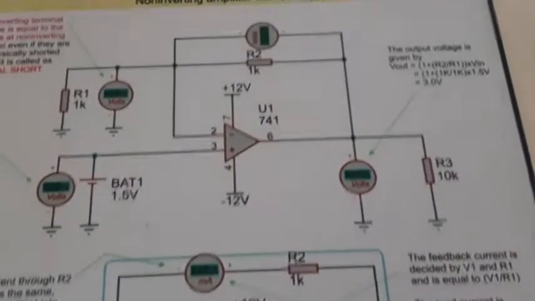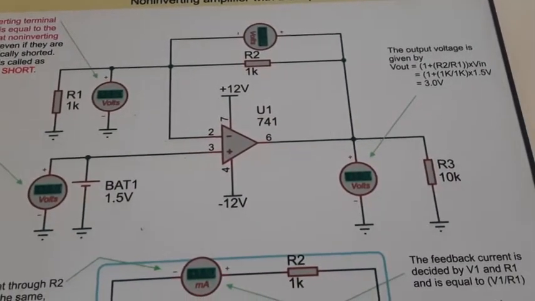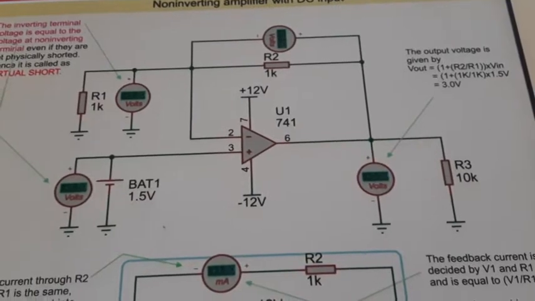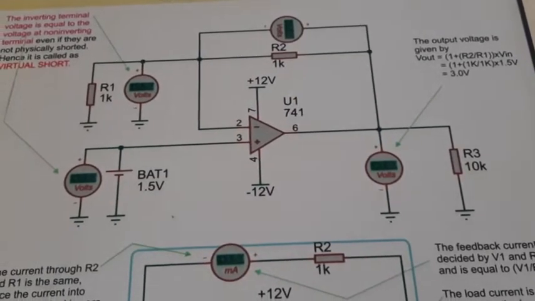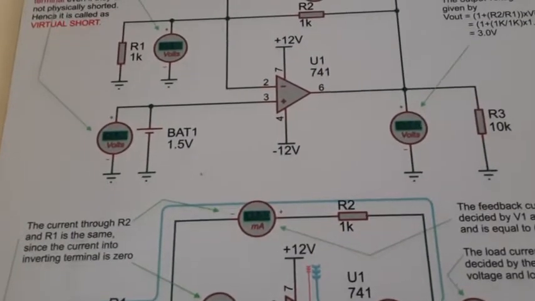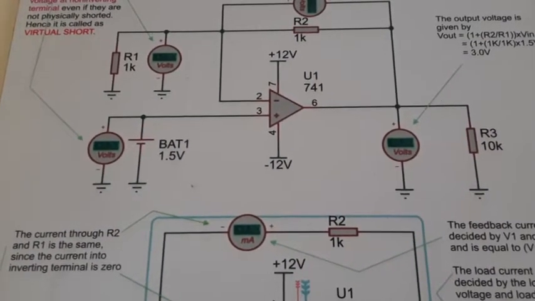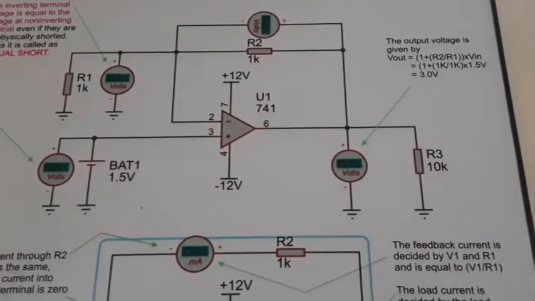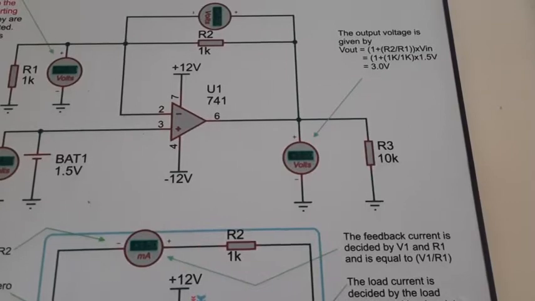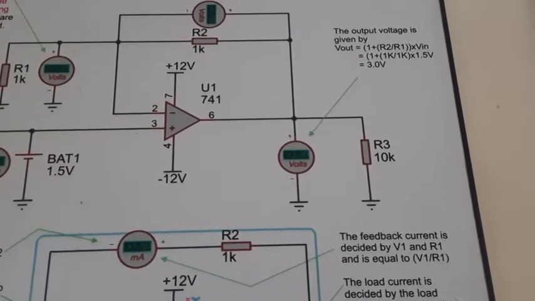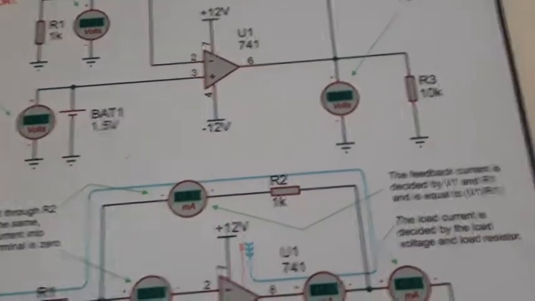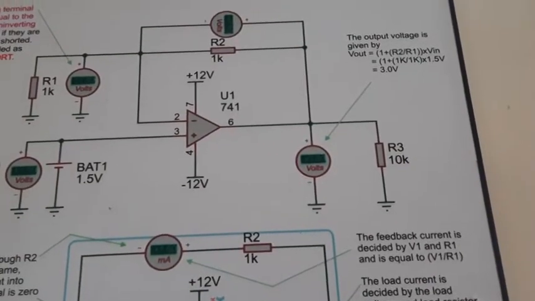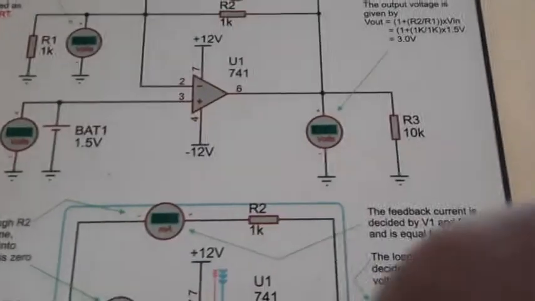In this practical, we are going to use a 741 IC, which is an op-amp, which needs a dual power supply, plus minus 12 volt or plus minus 15 volt. Terminal number 2 is showing a minus, which is the inverting terminal, and terminal 3 is the non-inverting terminal. This is the formula where we can get the output. When we provide a 1.5 volt input as a battery, then we can achieve 3 volt DC as an output voltage.